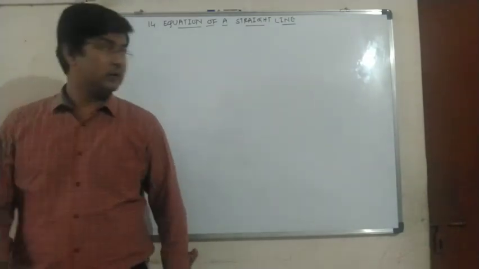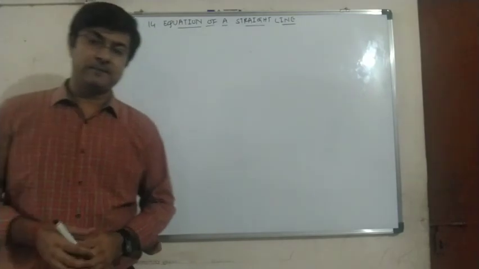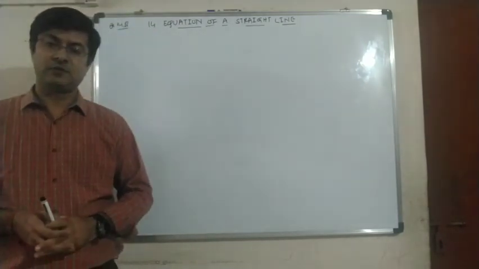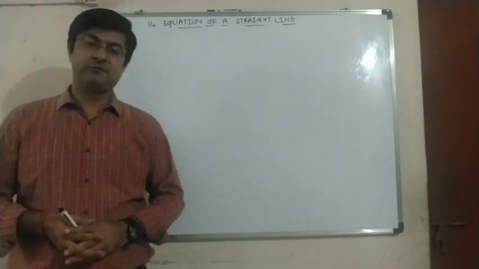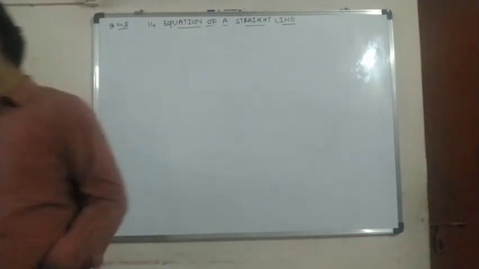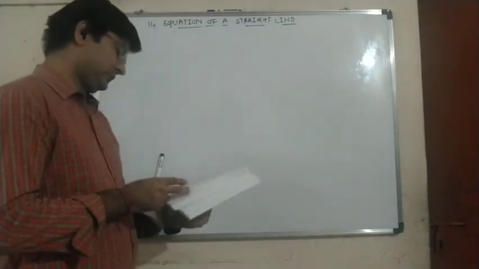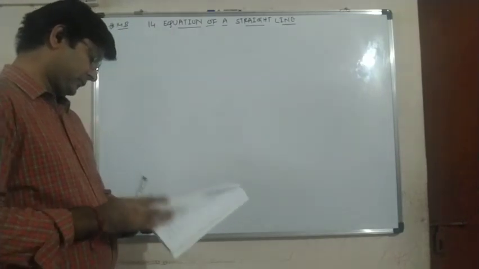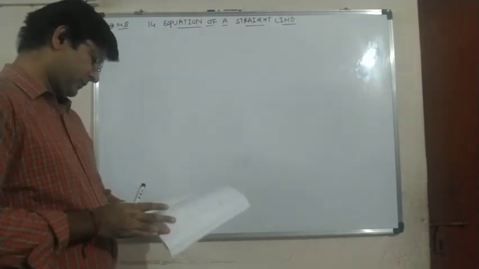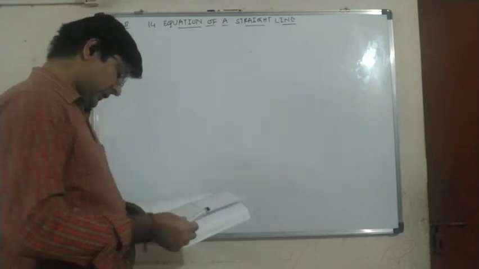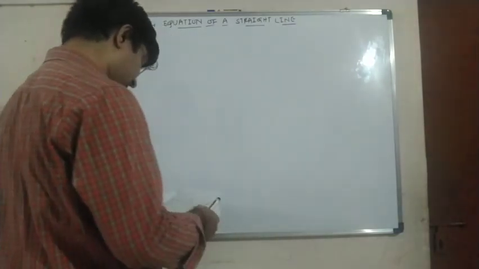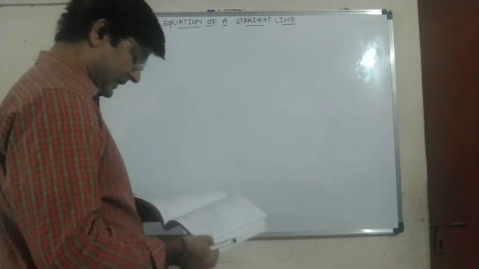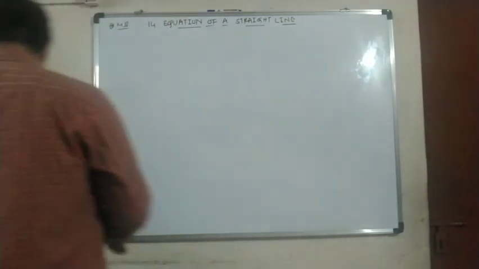We will solve the exercise 14b. In the last class we have solved till question number 8. Today we will solve question number 9 onwards. Okay, so 14b question number 9. Without using Pythagoras theorem, we have to prove that the given vertices are the vertices of a right angled triangle.